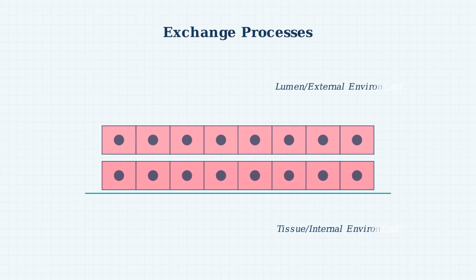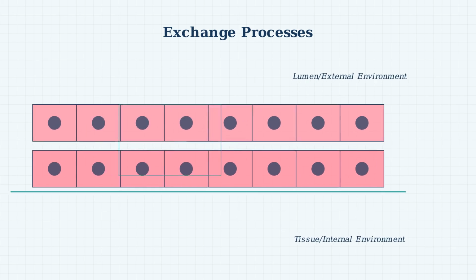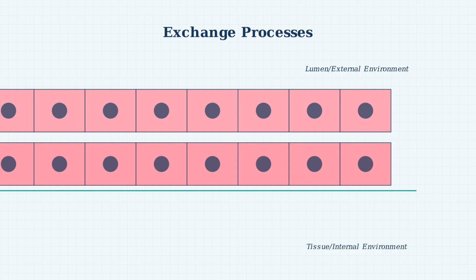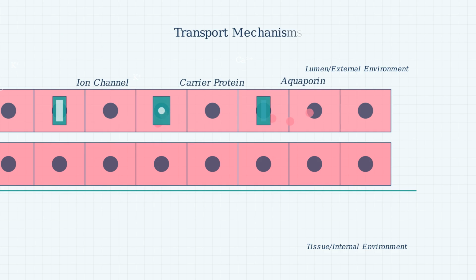Stratified cuboidal epithelium forms a regulated barrier between different compartments of the body. Let's take a closer look at how exchange processes occur at the cellular level. The epithelium regulates the movement of various substances, including water, ions, and small molecules. The epithelium contains specialized transport proteins like ion channels, carrier proteins, and aquaporins.